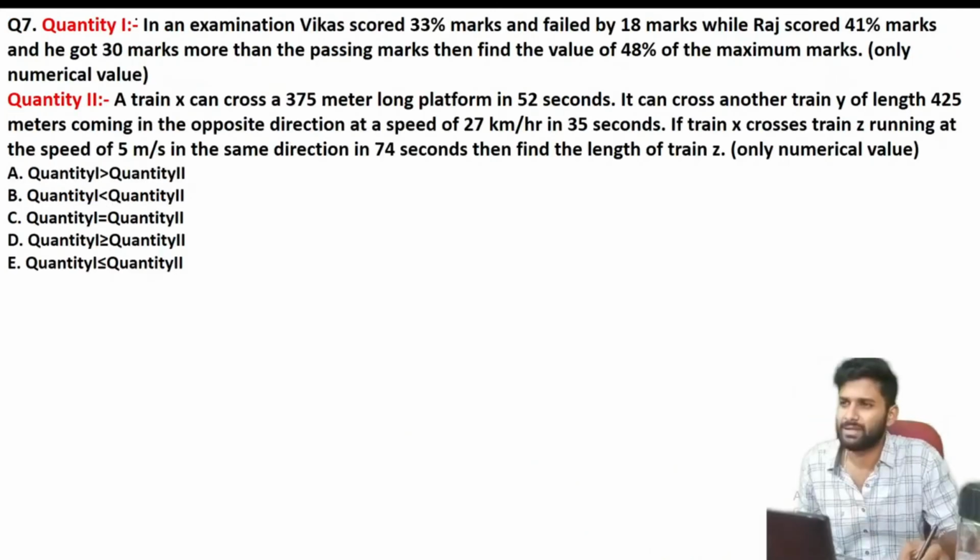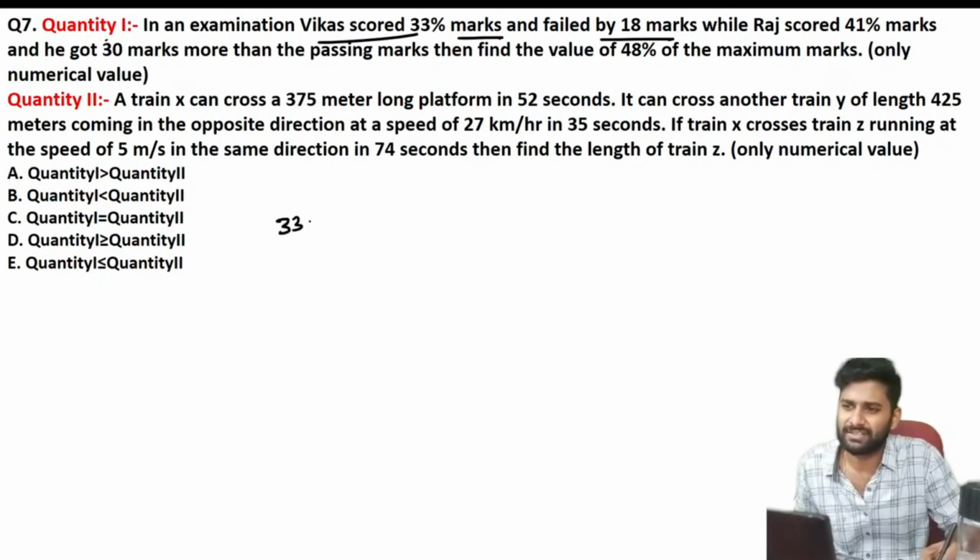Now see, in an examination, Vikas scored 33 percentage of marks and he failed by 18 marks. Raj scored 41 percentage of marks. He got 30 marks extra.